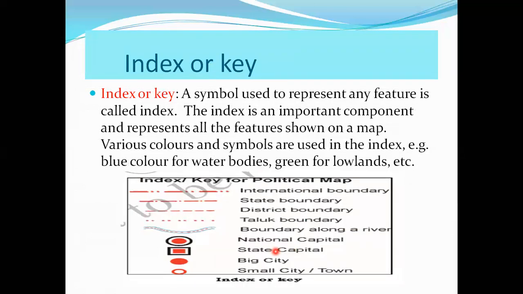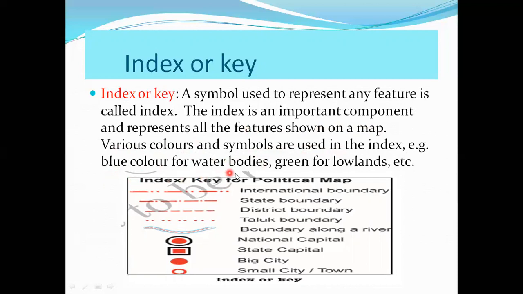Next, we have to move on to the index or key. What do you mean by index? A symbol used to represent any feature is called an index. The index is an important component and it represents the features shown on the map. They also use various colors, and symbols are used in the index.